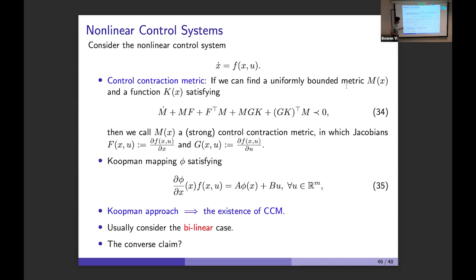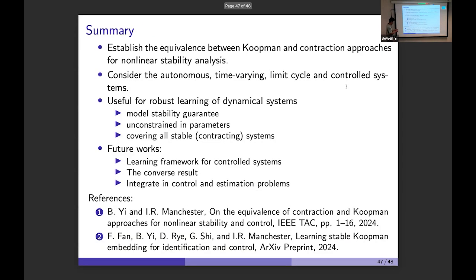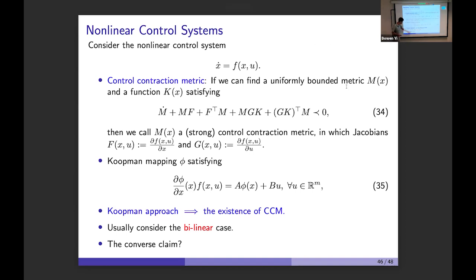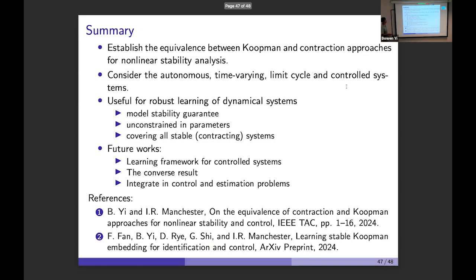And in order to get more general cases, the input matrix B is usually a function of state x. So for that case, people are considering the bilinear case. So, as I just wrote here, the converse results are still open.